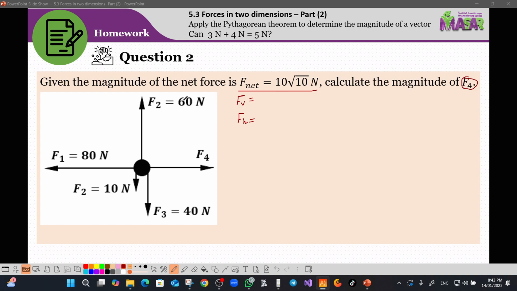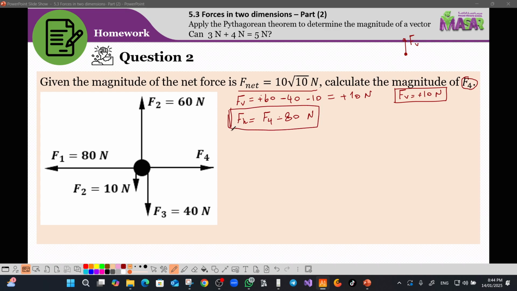So along the vertical, how many forces do we have? We have three forces: 60 up, so plus 60, minus 40 because it's downward, and minus 10. And the answer is plus 10 Newton. So FV in this case is plus 10 Newton. Let me draw FV to be upward. Now what about the FH? For the FH, we have only two forces. One of these forces is missing. We will keep it as an unknown. So let me write here that the FH is F4 minus 80. Why is it minus? Because 80 Newton is pointed to the left. So we have almost everything to find the F net.